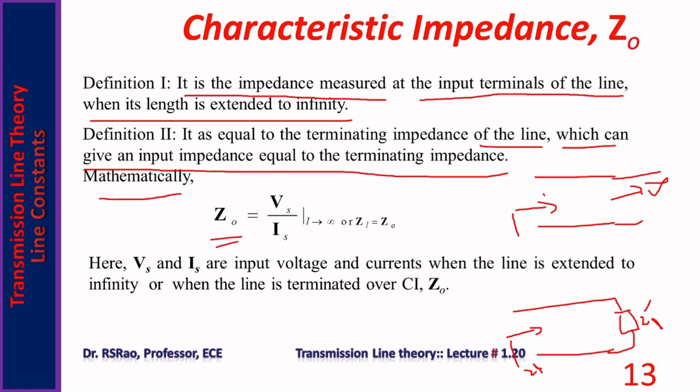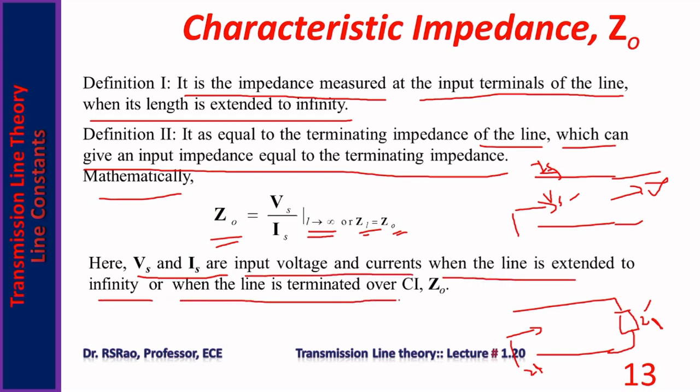Input impedance is input voltage, or sending end voltage, by sending end current. Input current is designated as Is, input voltage as Vs. So Vs by Is is the input impedance. This input impedance becomes characteristic impedance when the length is extended to infinity or when ZL is Z0. Here Vs and Is are the input voltage and current when the line is extended to infinity or when the line is terminated in the characteristic impedance.